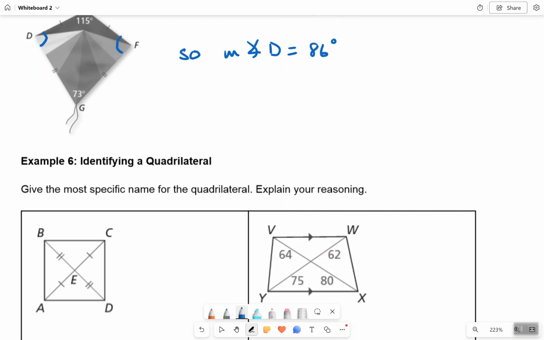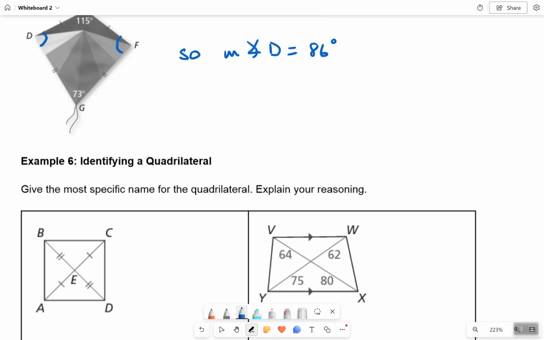Give the most specific name for the quadrilateral. What's ABCD look like? Looks like a square, but can I prove it's a square? Wouldn't the diagonals have to be exactly the same in the square? So can that be a square? No. Could it be a rectangle? Because the diagonals would have to be exactly the what? Okay, by those tick marks, they're not the same.